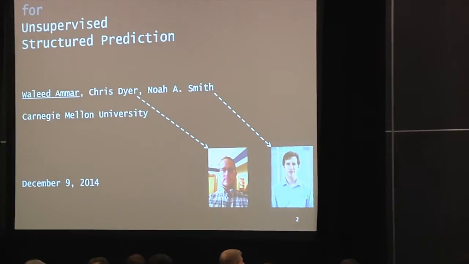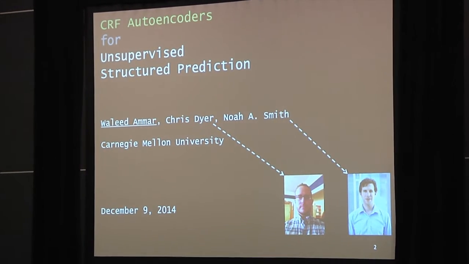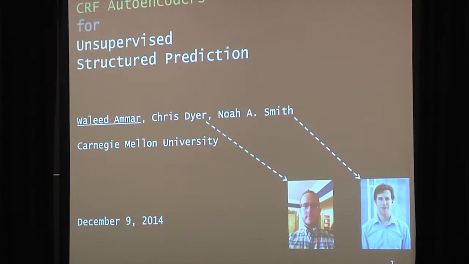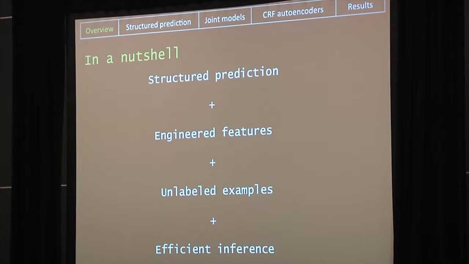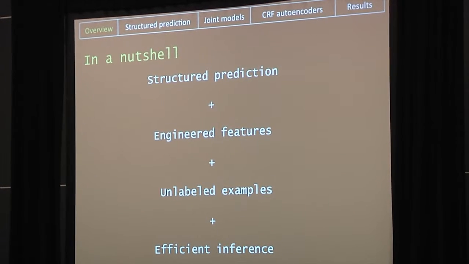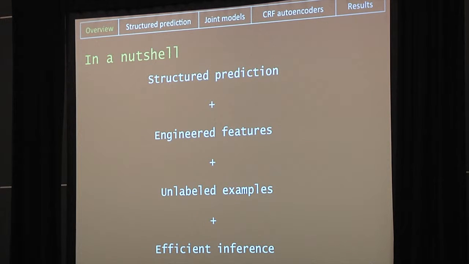Hello, everyone. My name is Waleed Ammar, and I am a PhD student at Carnegie Mellon University. This is joint work with my advisors, Noah Smith and Chris Dyer. This talk is about a new approach to do unsupervised structured prediction, which we call CRF autoencoders. The main message I'd like to get across in this talk is that if you want to do structured prediction with engineered features and train with unlabeled examples, and you want to do that efficiently, you should consider using CRF autoencoders.